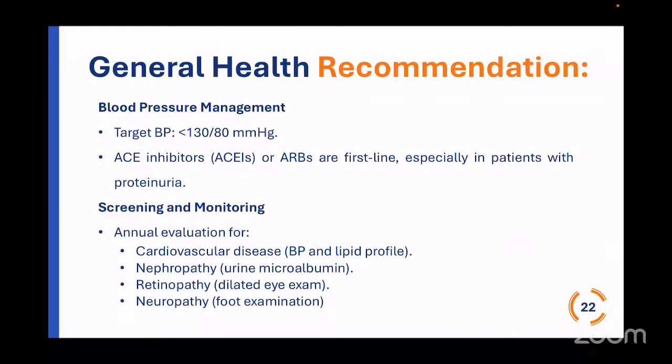Other recommendations include blood pressure management. So ideally the blood pressure should be under 130/80 millimeters of mercury. If the patient has hypertension and proteinuria, the first line of treatment would be ACE inhibitors or angiotensin receptor blockers. And also patients are advised to screen annually for cardiovascular disease by measuring blood pressure and doing a lipid profile, and also to check urine microalbumin and do a dilated eye exam and foot examination.